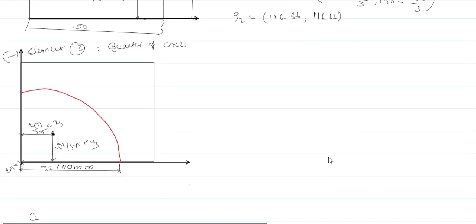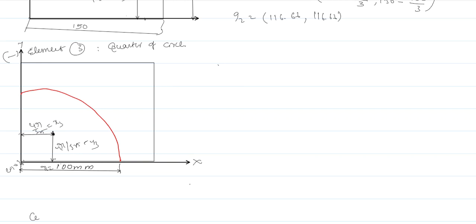Similarly, we have a quarter circle. This quarter circle is nothing but element 3. We are going to subtract this element from element 2, right? Here the centroid coordinates are 4r by 3 pi, 4r by 3 pi. As I said, the baselines pass through the xy axis. So that's why you can directly take the centroid formula 4r by 3 pi comma 4r by 3 pi, right?